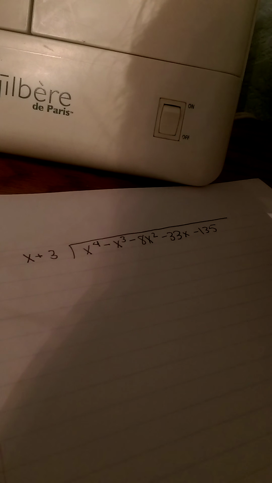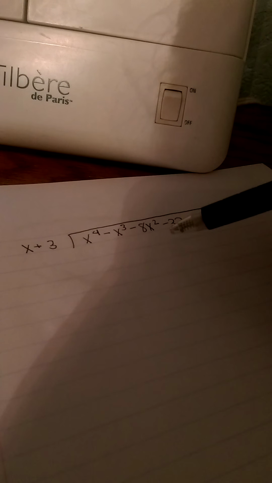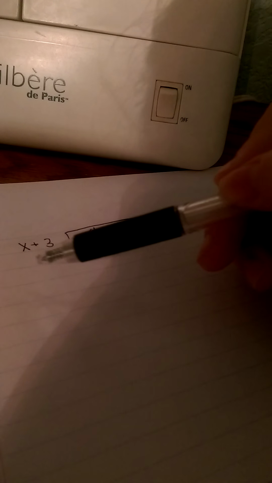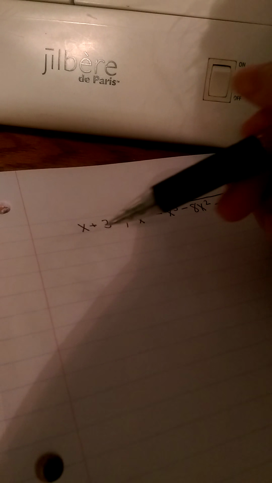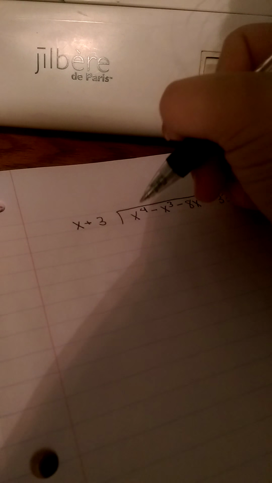Today I will be showing you how to divide x to the fourth minus x to the third minus x squared minus 33x minus 135 into x plus 3. First, you have to see how many times x goes into x to the fourth, which is x to the third.